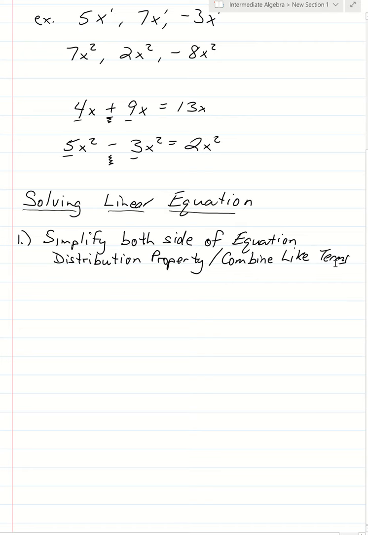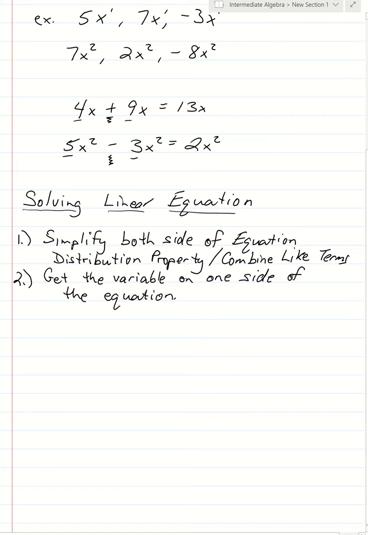After we complete step 1, we're going to do step 2. Step 2 tells us that we want to get the variable on one side of the equation, because sometimes the variable might be on both sides of the equation. It doesn't make a difference which side you put it on. Some people put it on the right side, some people put it on the left. I usually try to get my variable on the left side of the equation.